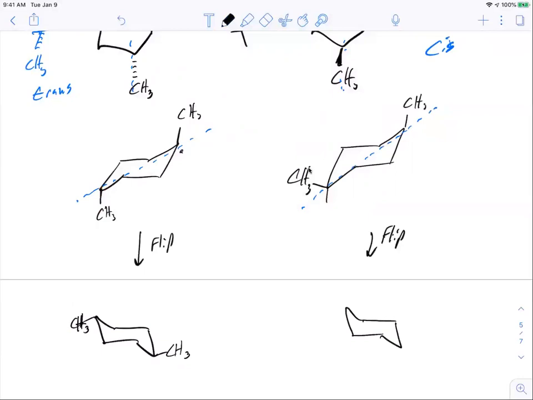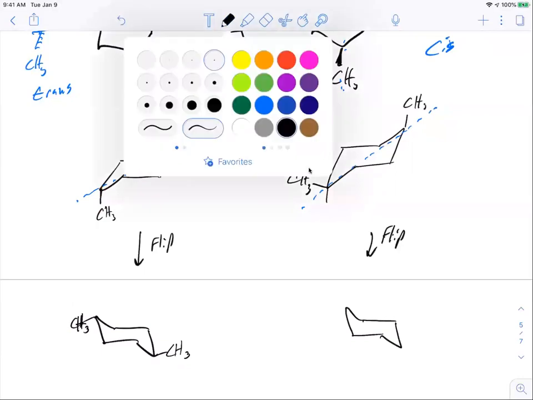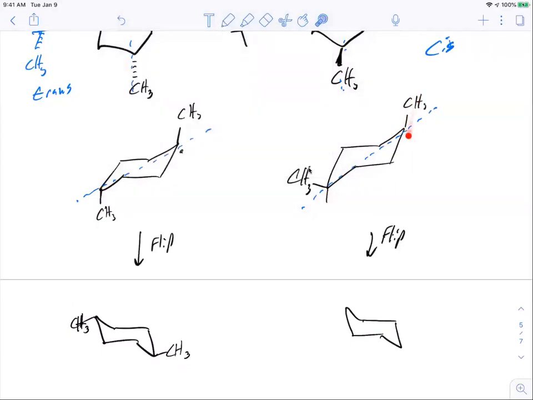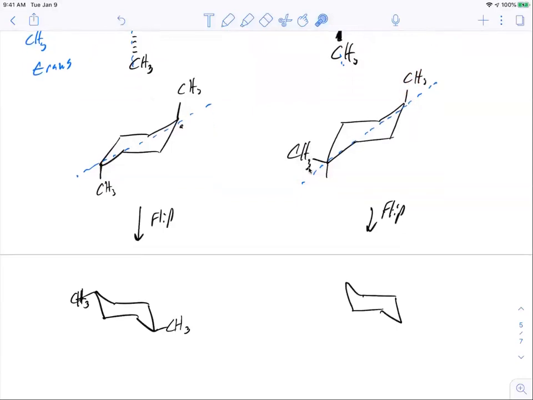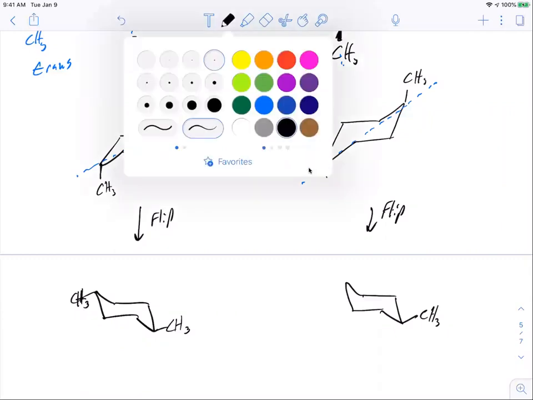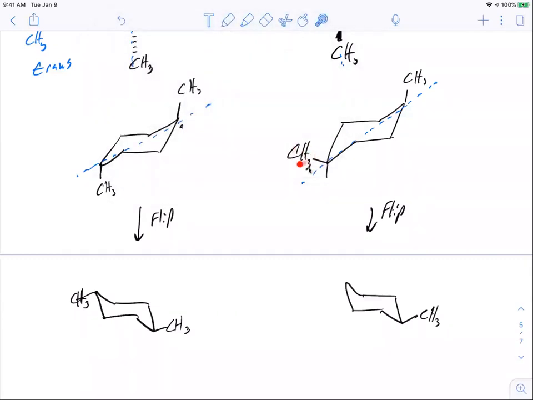Okay. And then on the other side, the methyl that was up here that was axial is now going to flip to the equatorial position. Axial flips to equatorial, equatorial flips to axial. And then over here, this one that was equatorial is going to be now in the axial position.